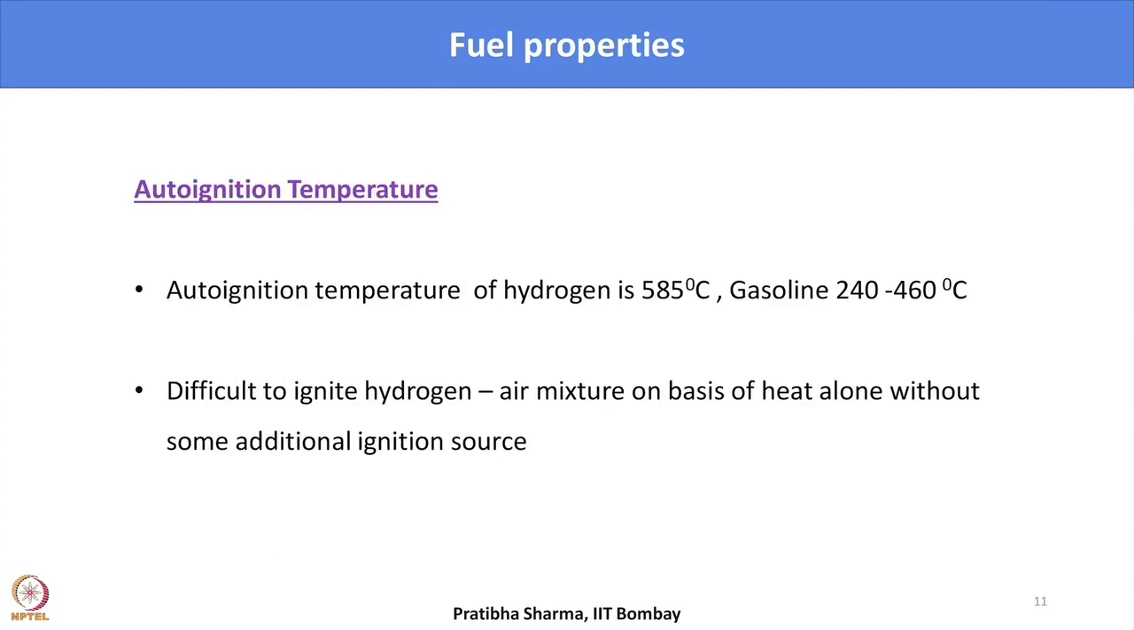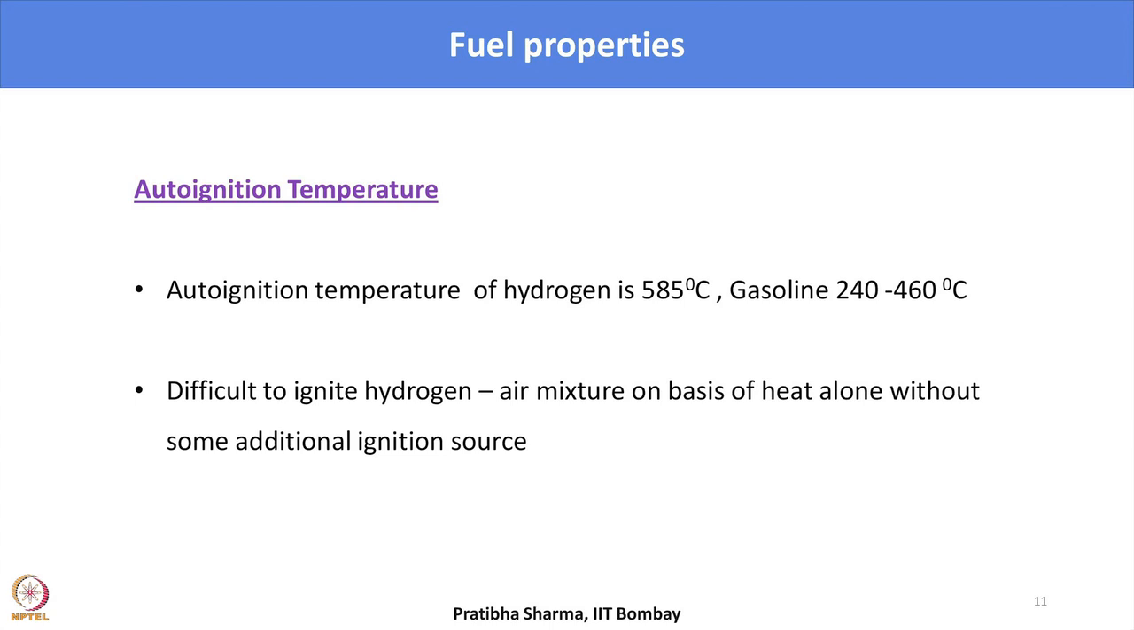Auto ignition temperature is defined as the minimum temperature required to initiate self-sustained combustion in a combustible fuel mixture in the absence of any external ignition. For hydrogen, this auto ignition temperature is 585 degrees centigrade. However, for gasoline, it lies in the range of 240 to 460 degrees centigrade.